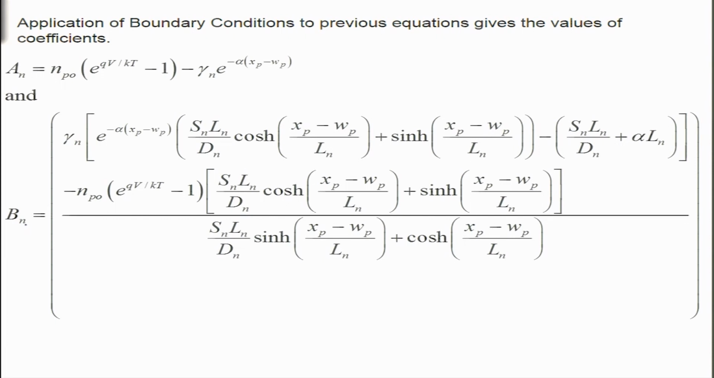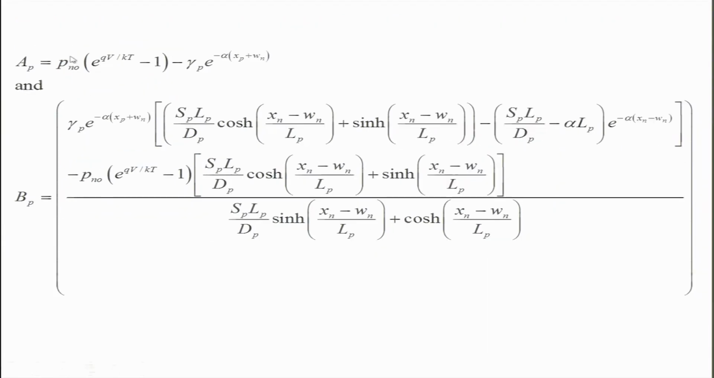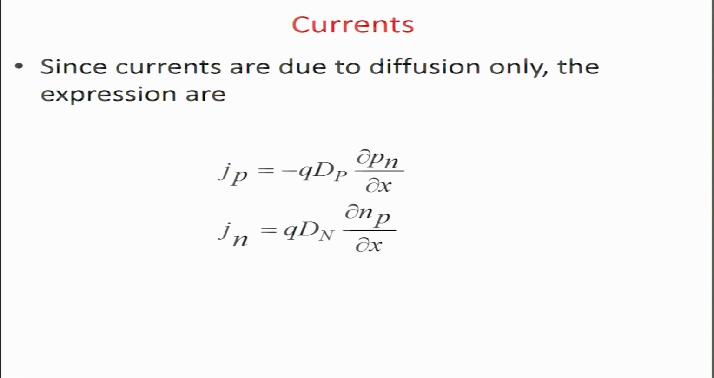Similarly, you have a term for Bn. It's a fairly complex looking term, but if you look at this carefully, you have a term which is dependent upon the bias, which is here, but there are other terms where the bias doesn't come into the picture. So there is only one term which is bias dependent. Similarly, here you have only one term which is bias dependent, and when you plug in the values of these An and Bn, similarly you will get the values of Ap and Bp also when you apply boundary conditions.